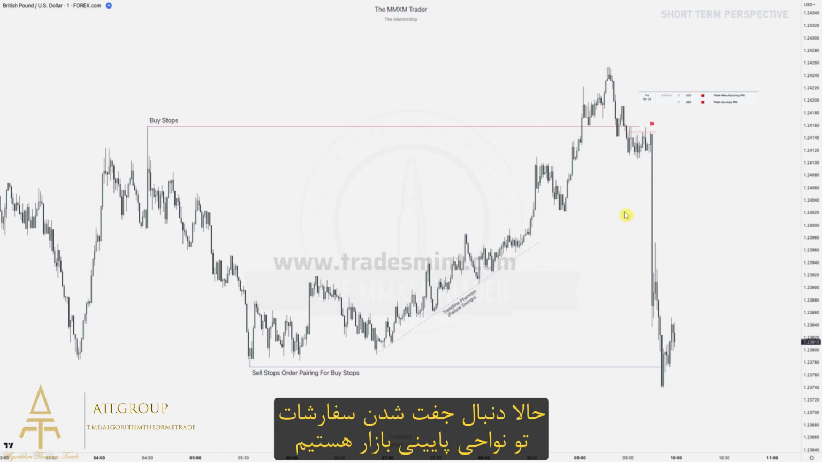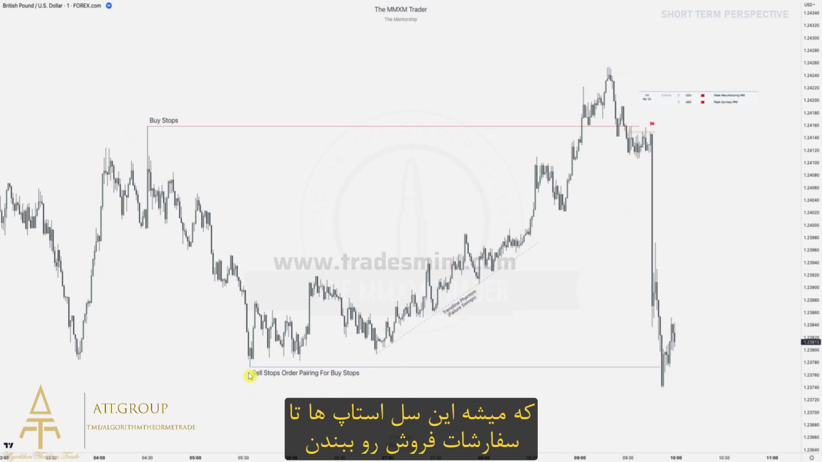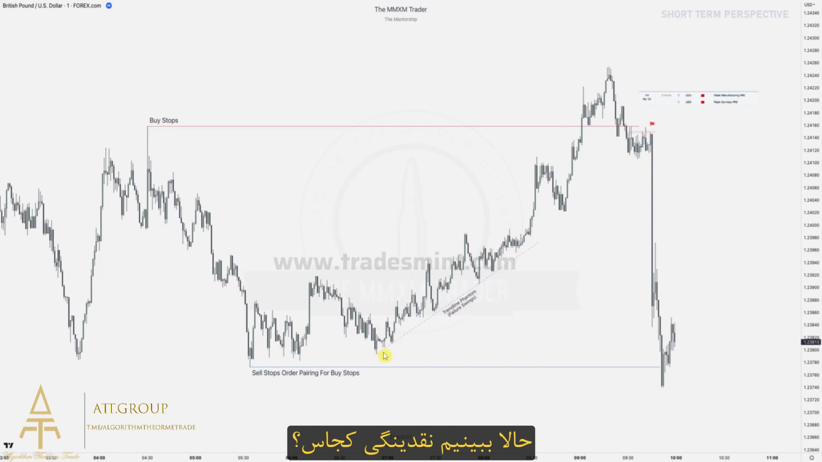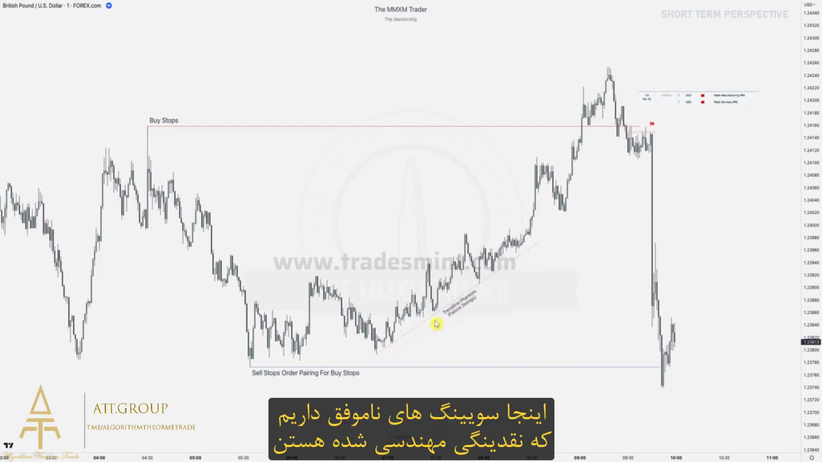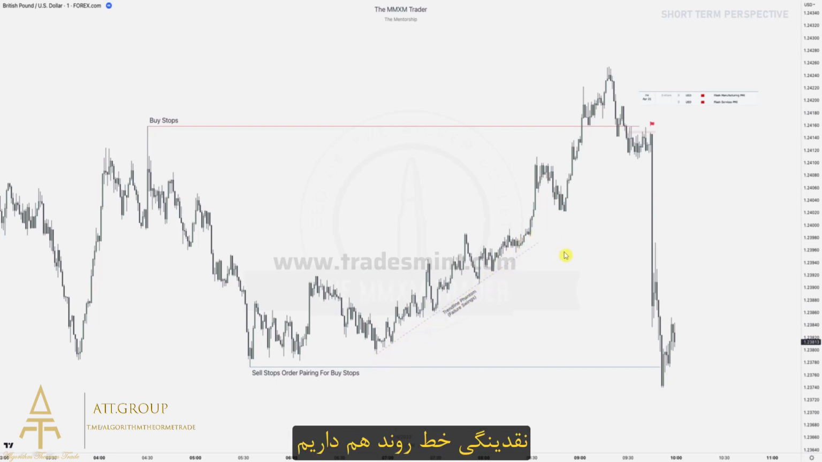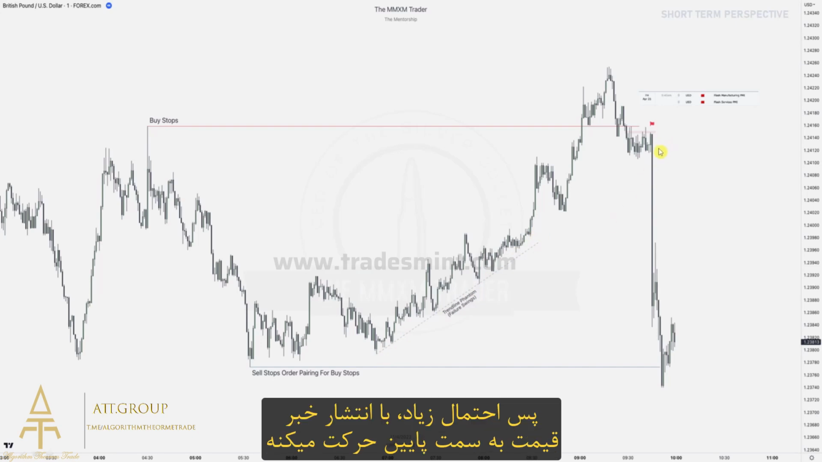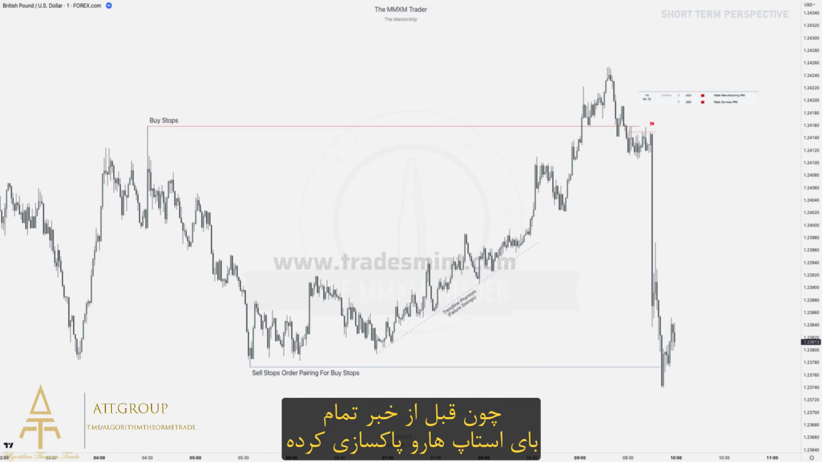Now we're going to look for order pairing below market price, which are these sell stops for order pairing into buy stops. And then where is the liquidity, right? We've got these failure swings, right? So engineered liquidity, trend line phantom. So it's highly likely price action will just continue down with that news release because we already ran buy stops before the news.